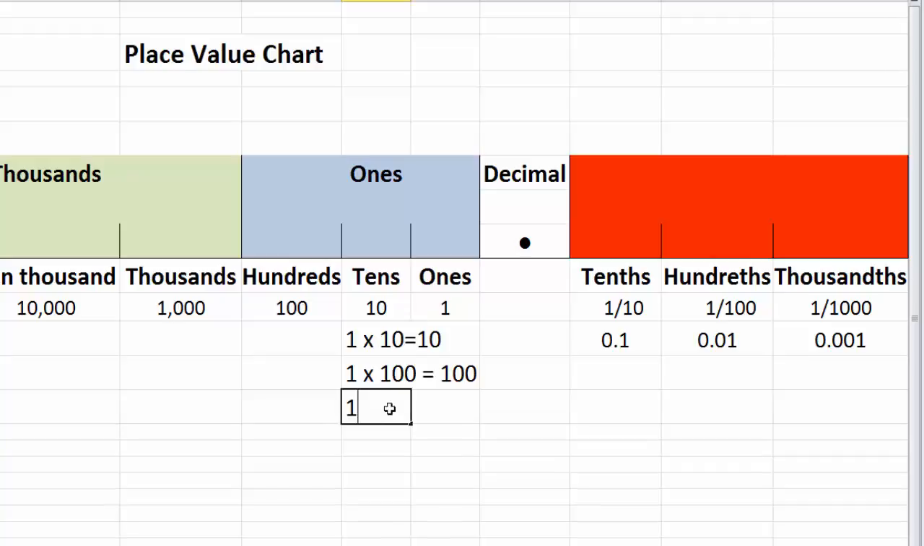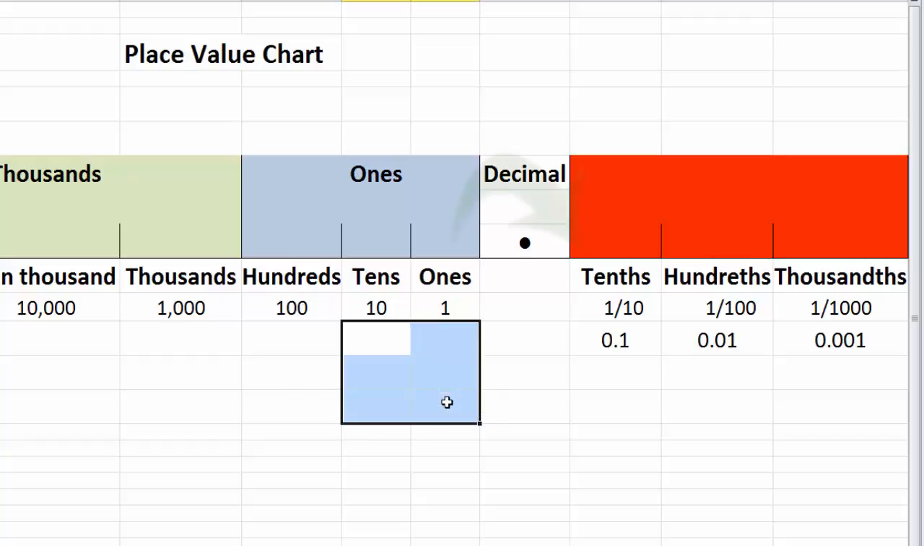Now let's do one more going to 1,000. I would do 1 times 1,000 equals 1,000. Or I could say 1 times 10 times 10 times 10 equals 1,000. You see, to get to any place value, all we need to do is multiply by 10 or a multiple of 10. The same thing works if we go down on the place value chart.